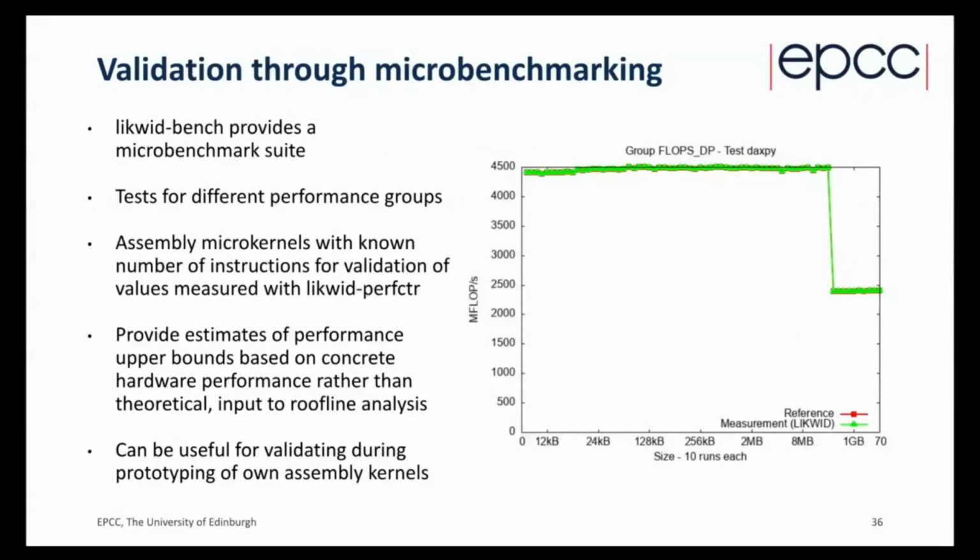derived computed from them. And so here's a comparison between the reference, which is the a priori liquid bench pre-computed known correct values, combined with actual CPU clock data, and what is measured using liquid perf counter. So this is very useful. It's useful for A, validating that liquid perf counter is operating as expected, B, providing estimates of concrete upper bounds on hardware performance, rather than just the vendor provided theoretical maxima, which can be used as an input to roofline analysis. And you can also create your own benchmark kernels based on this.